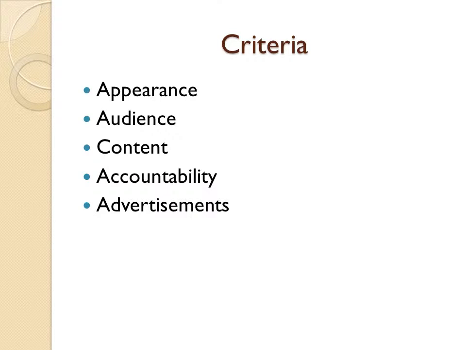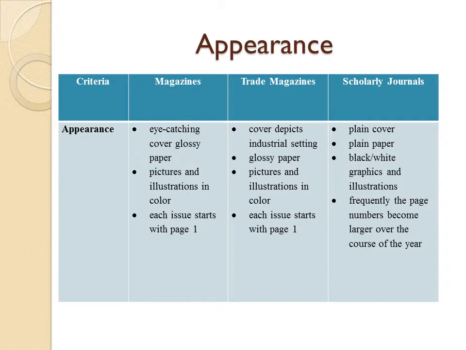We're going to look at the different criteria for evaluating them over the next few slides. We'll look at the appearance, the audience, the content, accountability, and advertisements. The first clue about the type of publication is its appearance. What does the publication look like?